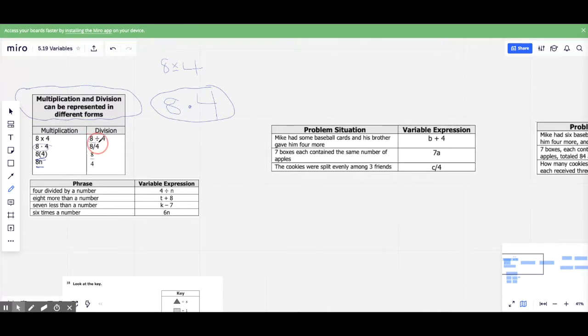On the other side, we have a regular division, 8 divided by 4, 8/4, and then something that looks like a fraction, 8/4. Now, looking at the variable expression phrases, underneath we have our first one, 4 divided by a number. We don't know what that number is, so we're going to leave it as n, and it will be 4 divided by n. We have the 4, we have the divided, and the number we don't know is n.